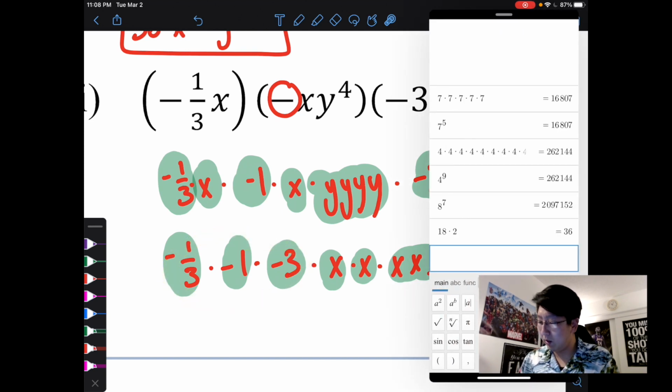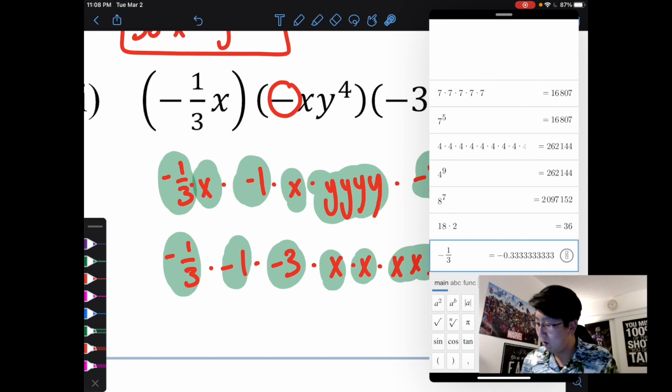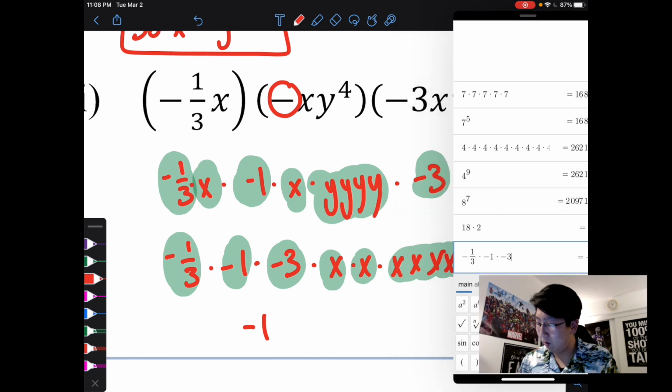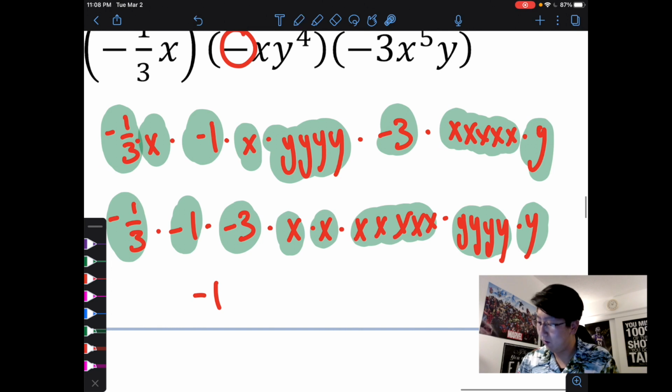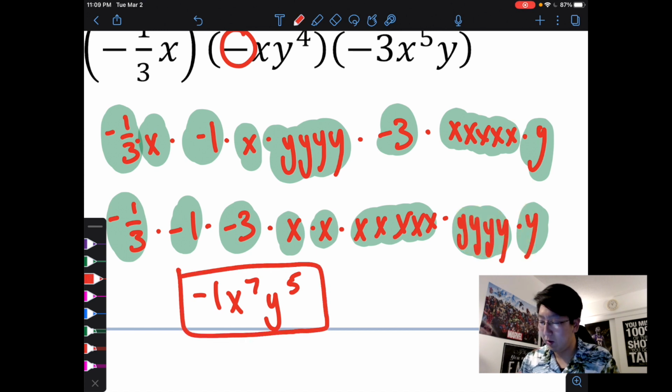I want to multiply these numbers together. -1 divided by 3 times -1 times -3 becomes -1, believe it or not. Go ahead and look at my calculator, right? And then I have 1, 2, 3, 4, 5, 6, 7 x's. So x to the 7th, y to the 5th power. You have 1, 2, 3, 4, 5. That's my final answer.